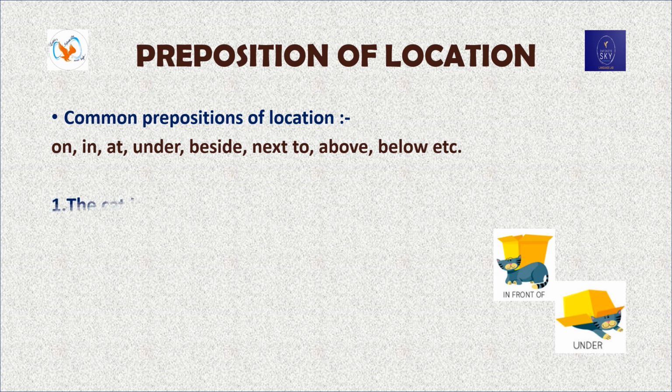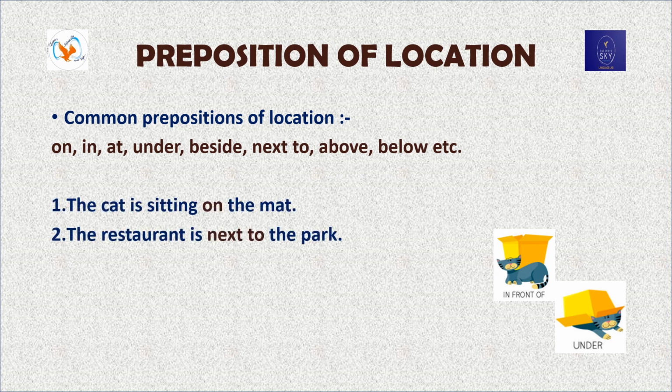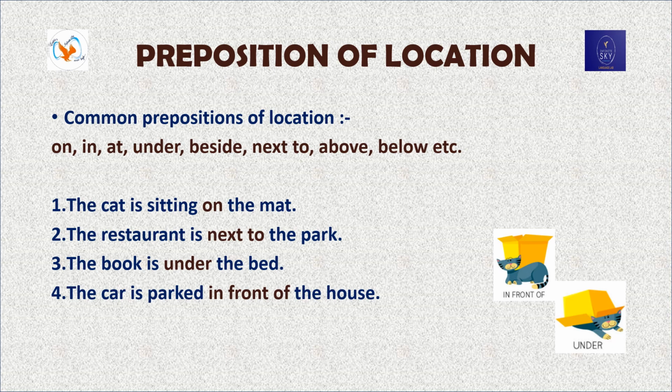Here are some examples. The cat is sitting on the mat. The restaurant is next to the park. The book is under the bed. The car is parked in front of the house. The school is across the street. These prepositions indicate the spatial relationship between objects or people, helping us identify their position in space.